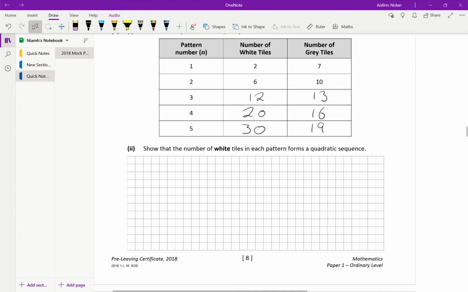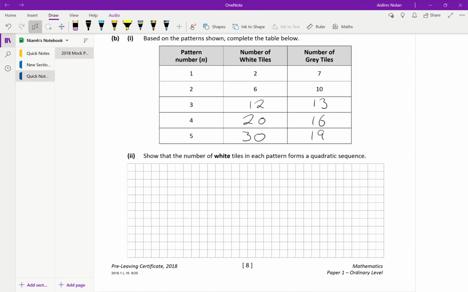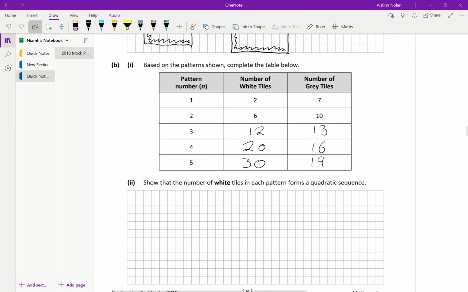Show the number of white tiles in each pattern form a quadratic sequence. So quadratic sequences, linear are the ones that go up by the same amount each time. Anytime you're told to show something about a pattern, the easiest thing to do is to write it out. 2, 6, 12, 20, 30. Look at the difference between each number.